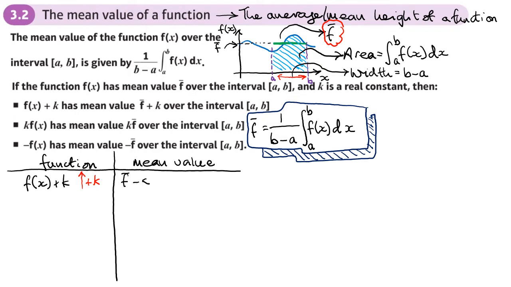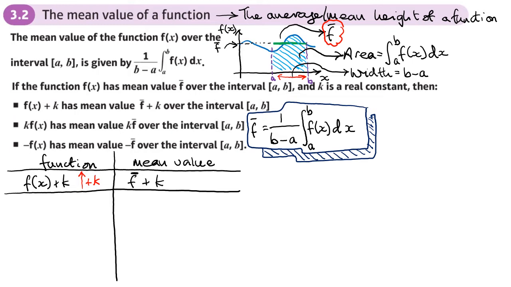Let's write that a bit bigger. So if we add k to the original function, the mean also increases by k. So if we have the original function and the original mean, we can work out the new mean basically by just adding k to the original mean.